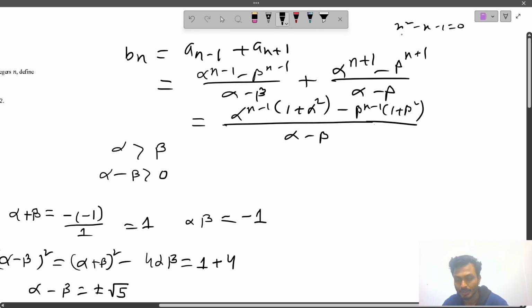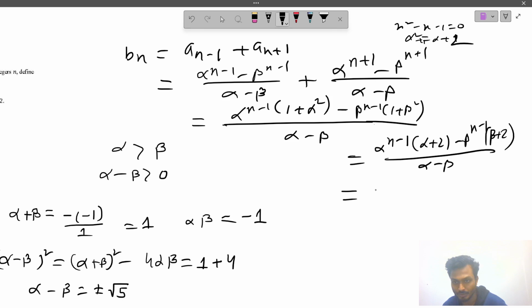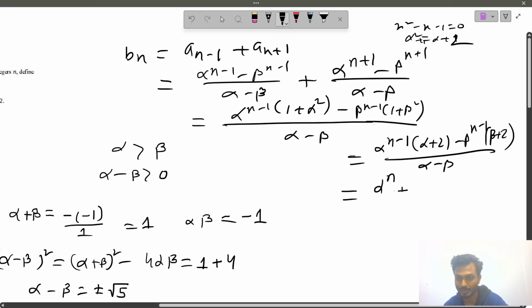Alpha is satisfying this, so alpha squared is alpha plus 1, which means alpha squared plus 1 will be alpha plus 2. So this equals alpha to the power n minus 1 into alpha plus 2 minus beta to the power n minus 1 into beta plus 2, divided by alpha minus beta. Now this is alpha to the power n, and then this will be alpha plus 2 plus alpha 2.